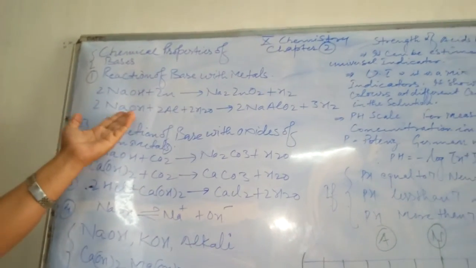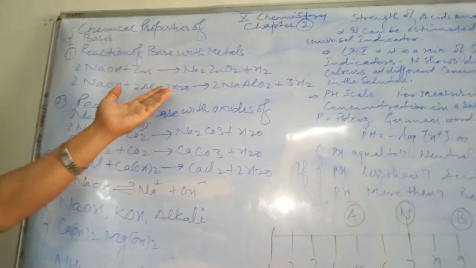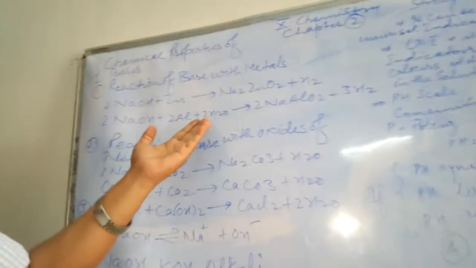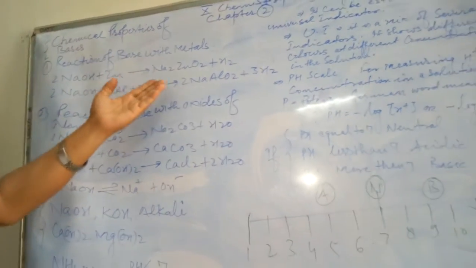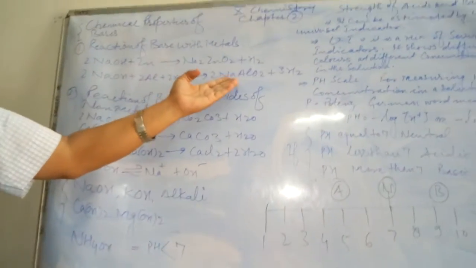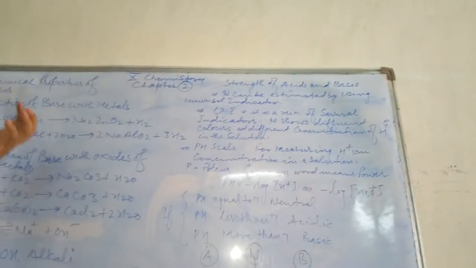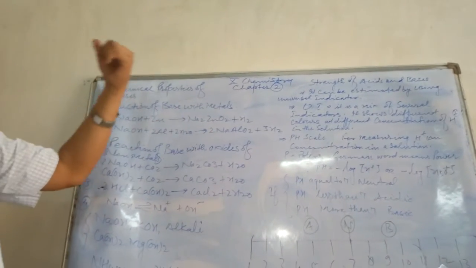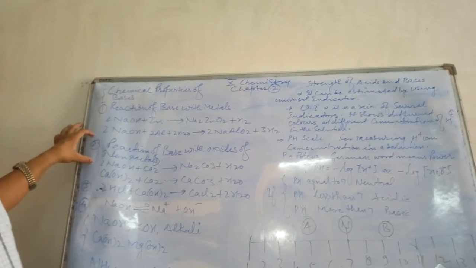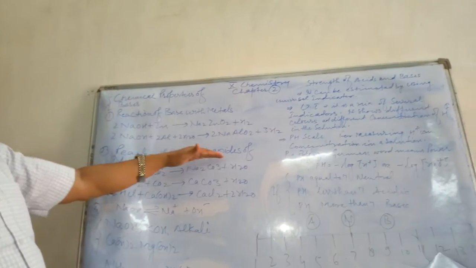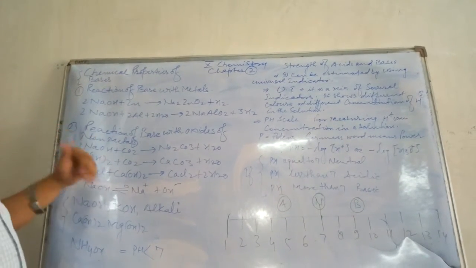Another reaction: when sodium hydroxide reacts with aluminium and some water molecules, there will be the formation of sodium meta-aluminate. This is a salt, and hydrogen is removed. So ultimately, the first property means bases react with metals and provide salt and hydrogen gas. It is clear. Now the second property of bases: reaction of bases with oxides of non-metals.